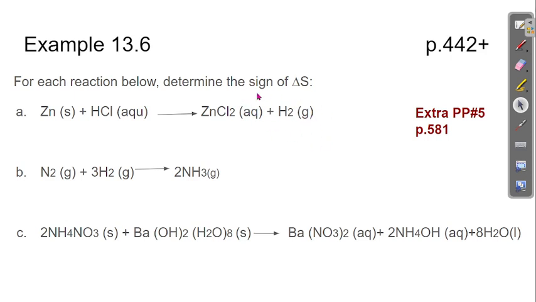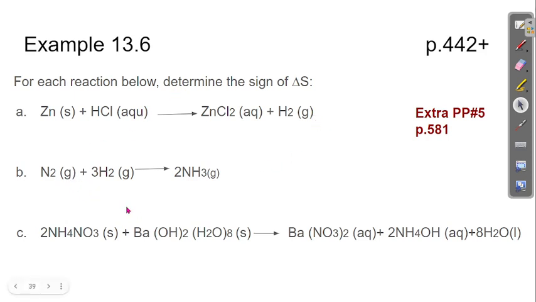Any side that has gases, if the other side doesn't have a gas, this one always beats. The presence of a gas always beats not having a gas on the other side. So this one right here, we're going to say that this one has gone from less cows to more cows. So the change in entropy is a positive one for reaction A. Okay? So let's look at the second one.